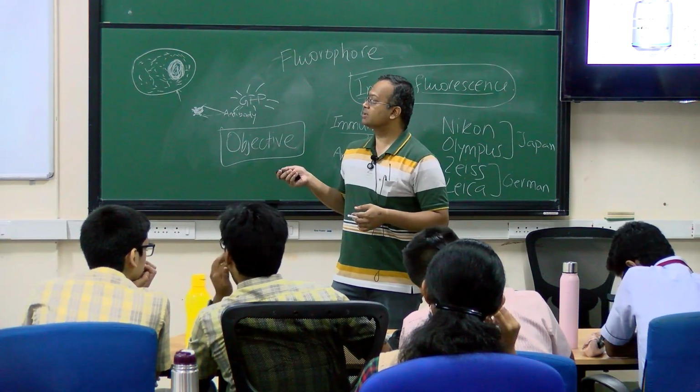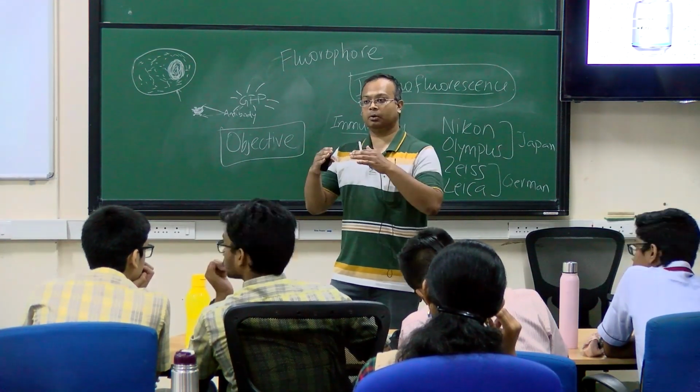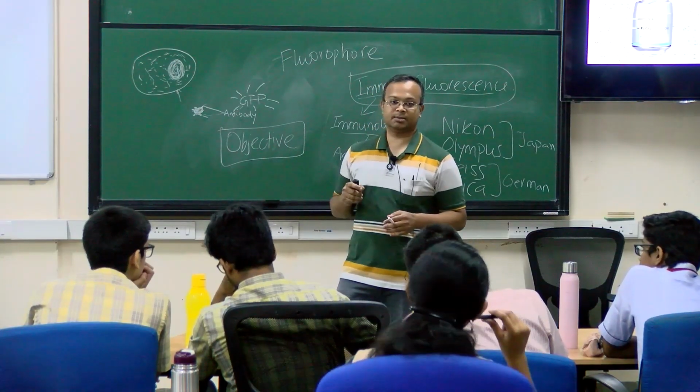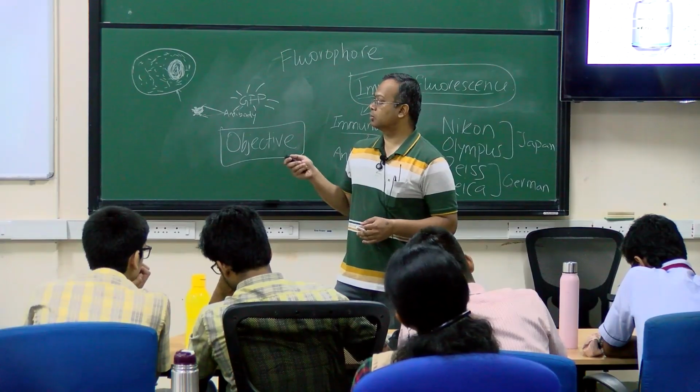Okay, so this light, as it passes through, gets diffracted and again recombined as it passes through the lens. Okay, so that is how these microscopes are made.